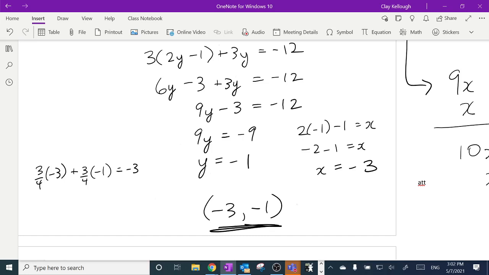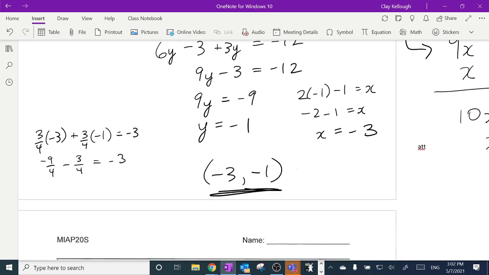So this is actually negative 9/4 minus 3/4. Something's wrong, apparently I think 3 times 1 is 1. Ugh, I need more coffee. Negative 9 minus 3 is negative 12, and negative 12 over 4 is negative 3. We've got the right answer. That's probably what you guys had too. Am I correct? Okay, good.